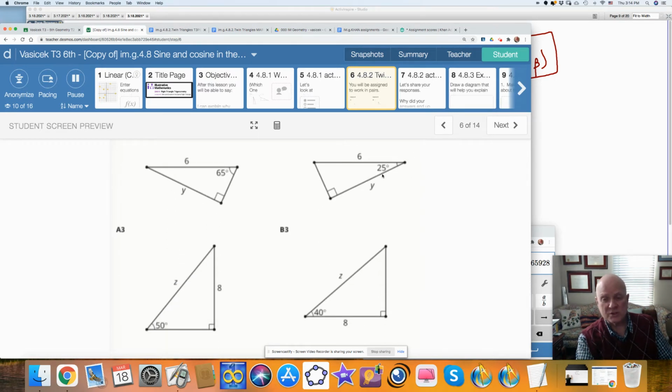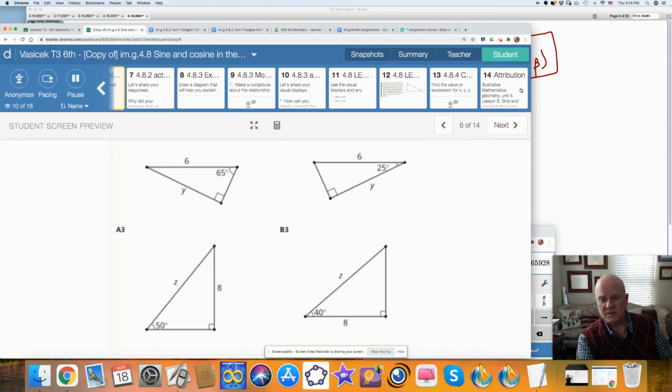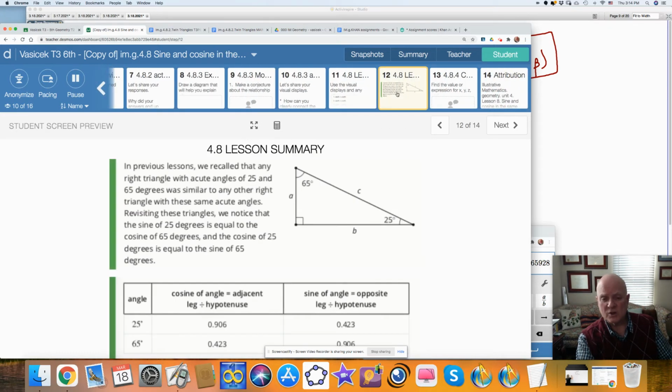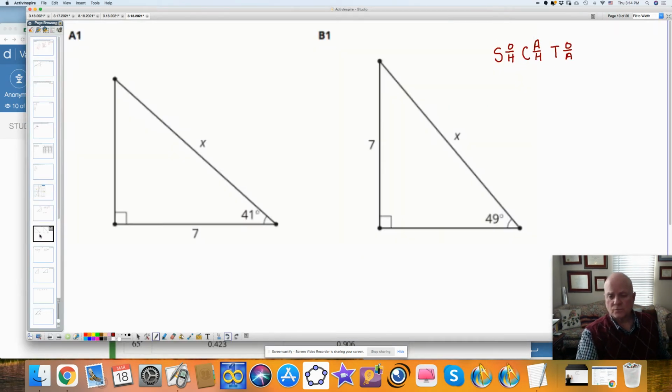I'm going to go through those now, and I'm going to spend the time to do it. But I'm going to cut short the rest of the lesson. I'm just going to skip from there to the lesson summary and the exit ticket. So let's talk about these 3 problems. My first step in each of them is to write down SOHCAHTOA. Second, I'm going to label the drawings.